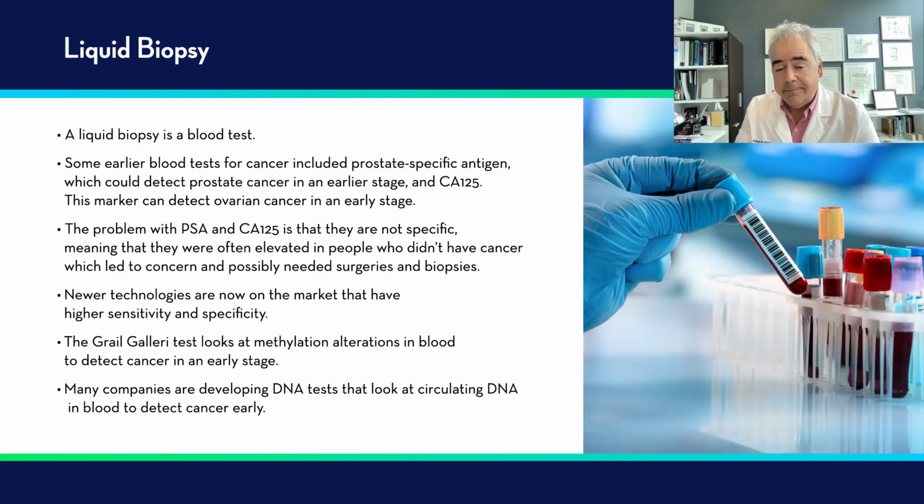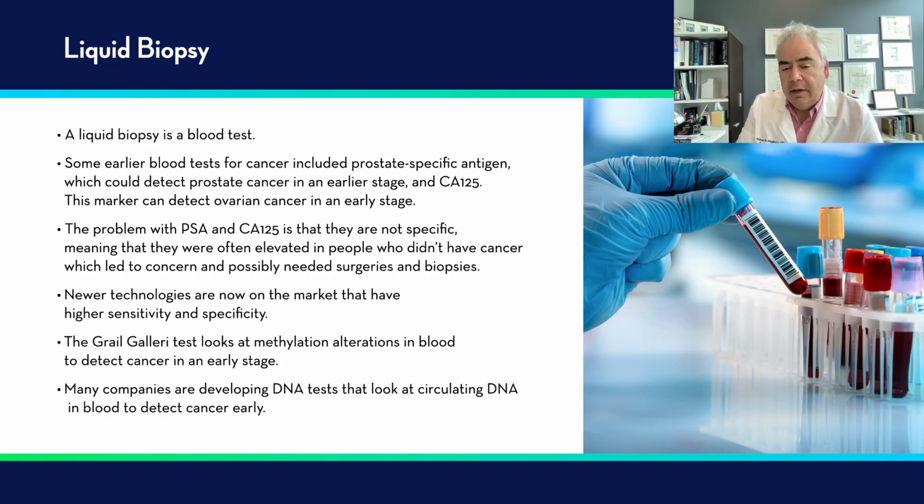Interestingly, in the last few years, there are more technologies that are now being detected using something called liquid biopsy. Liquid biopsy is really just a fancy name for blood tests, and many technologies are now under investigation and are into utilization. Some of the earliest blood tests for cancer included things like PSA, prostate-specific antigen, that could detect prostate cancer at an earlier stage, and also something called CA-125. CA-125 was a marker that could detect ovarian cancer at a particularly early stage as well.